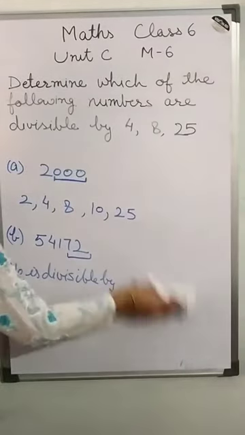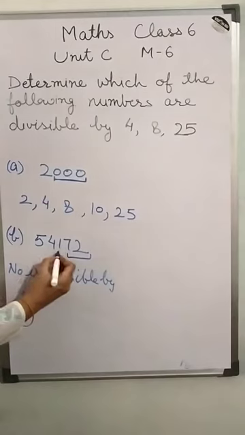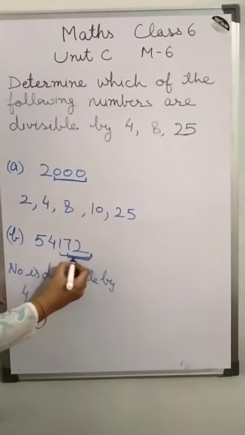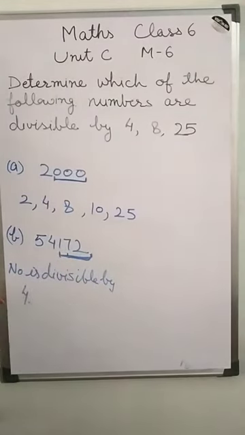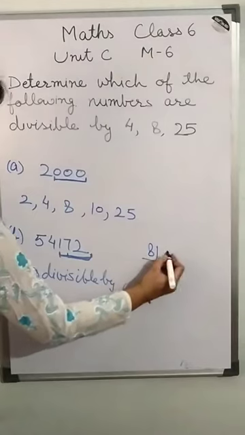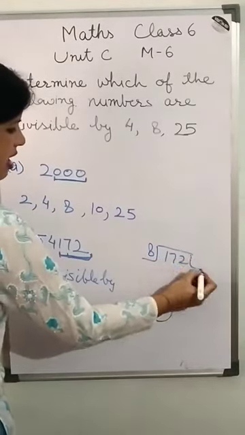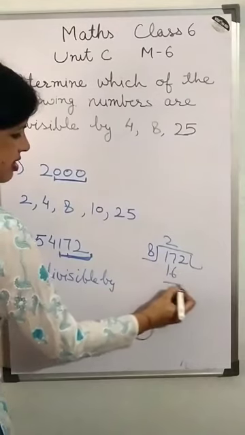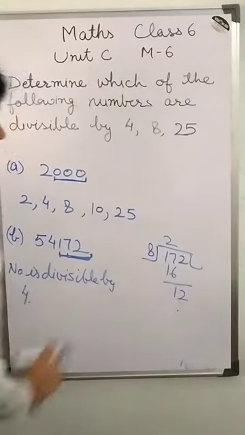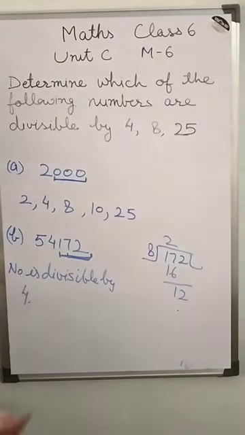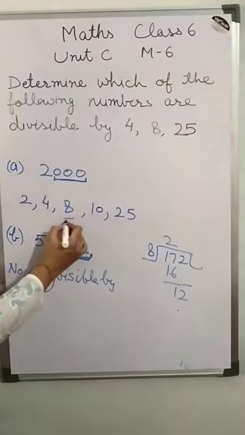For 8, we check the last three digits and see whether these last three digits are divisible by 8 or not. So how do we check? Just see here. This number is not divisible by 8. So the number is divisible by 4 only, not by 8.